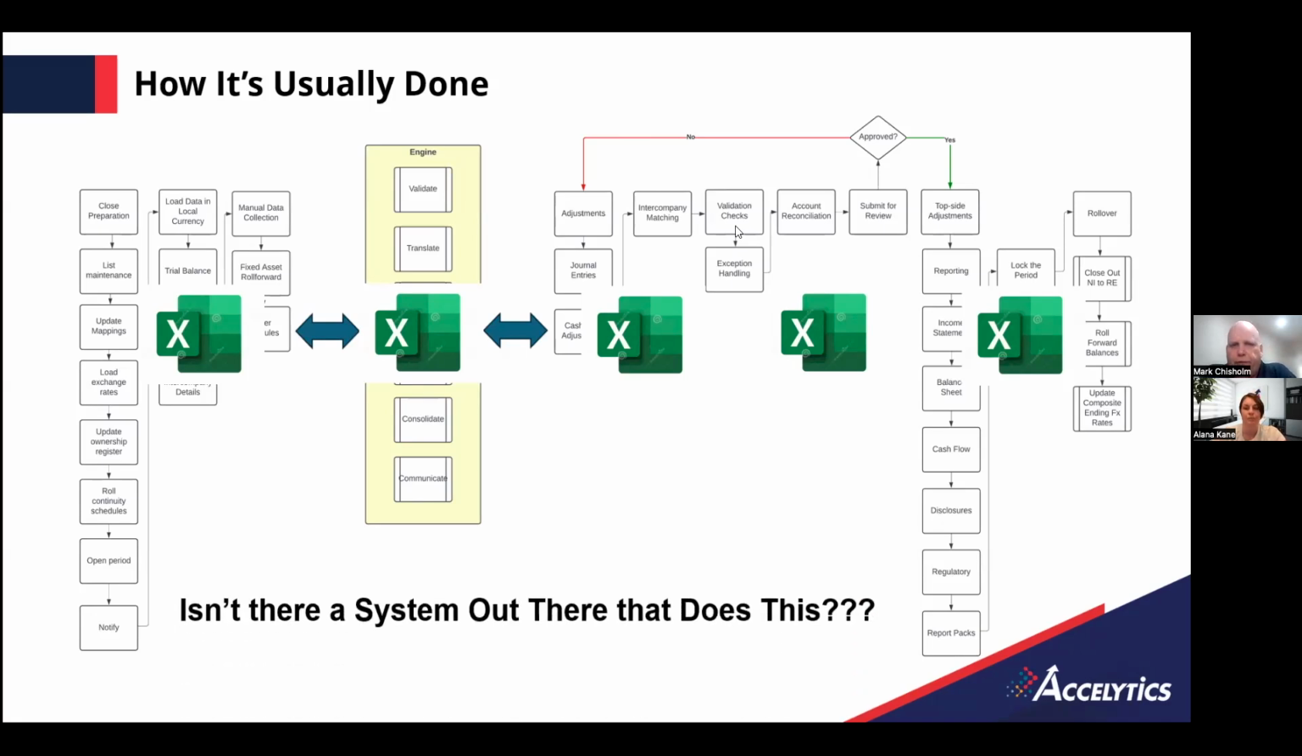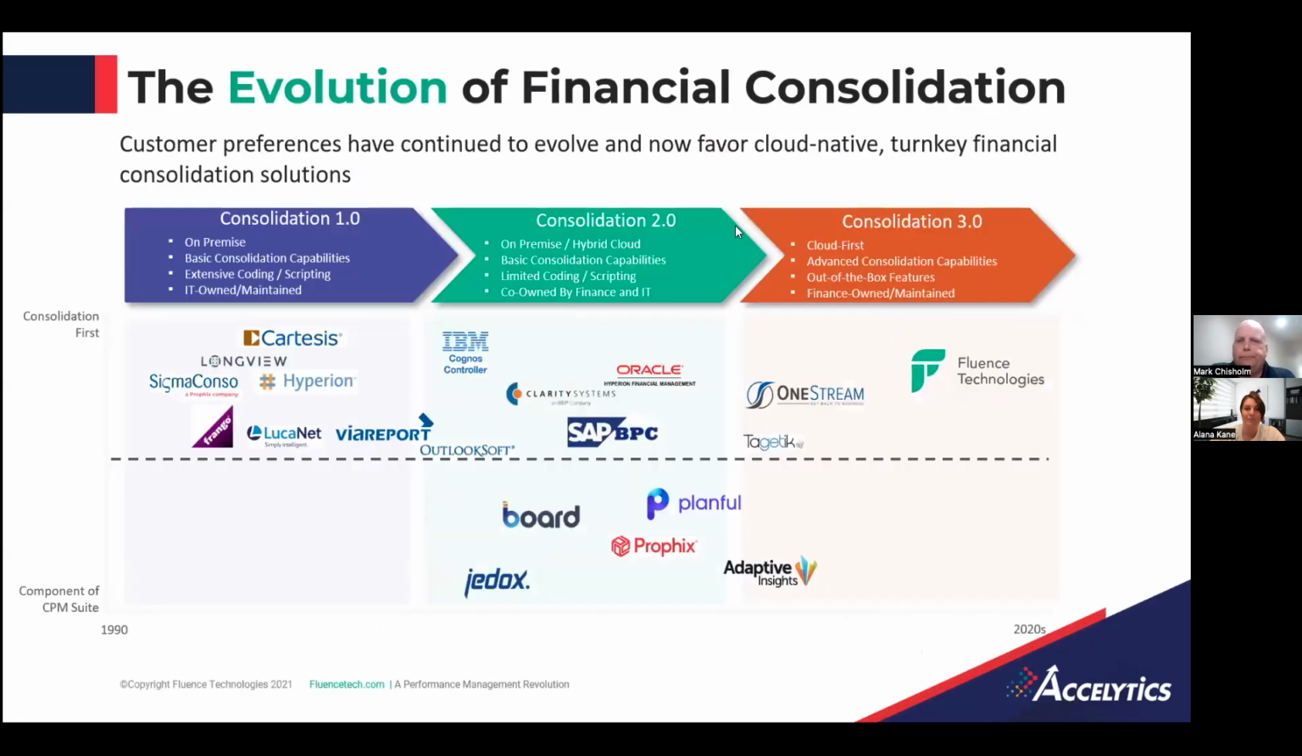The logical question is, isn't there a system out there that does this? Well, there is. But let's talk about the evolution of that. What do we see right now? Let's take a little bit of a journey through history in terms of the consolidation market for software. You can see that there are three different versions: Consolidation 1.0, 2.0, and 3.0.